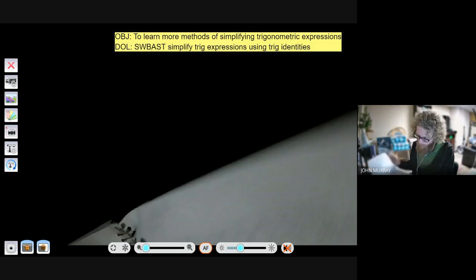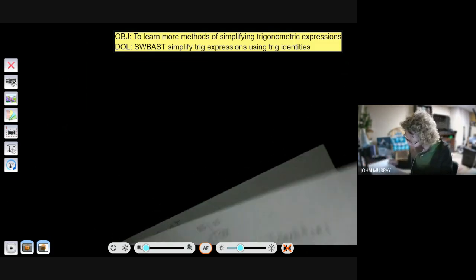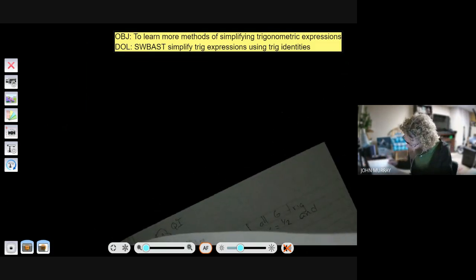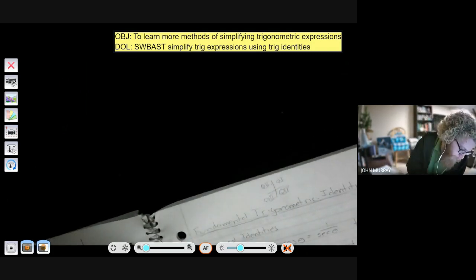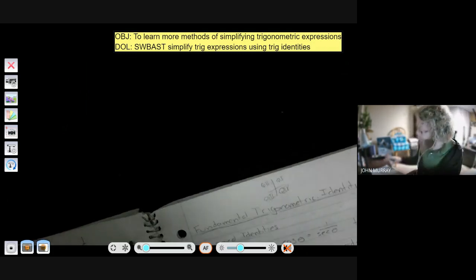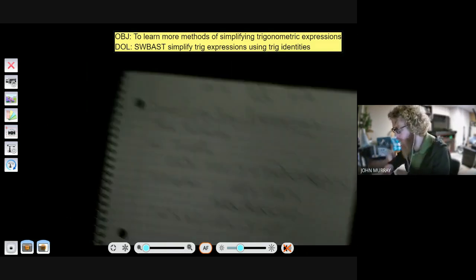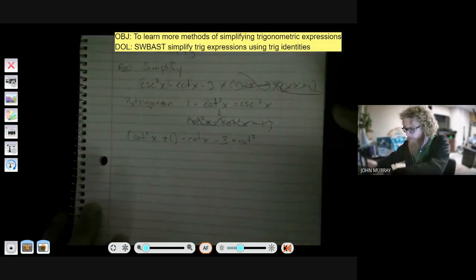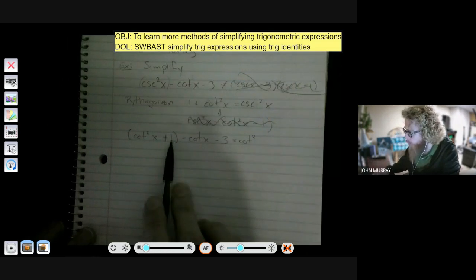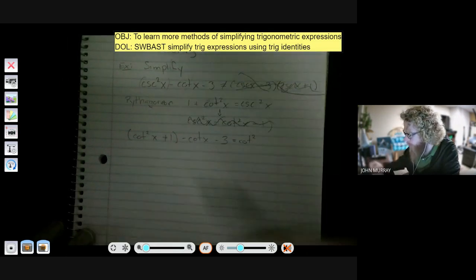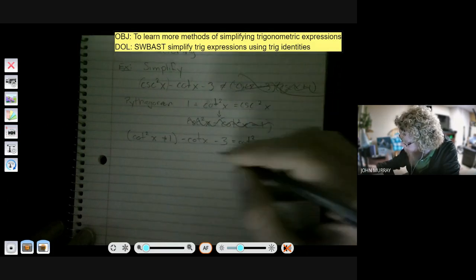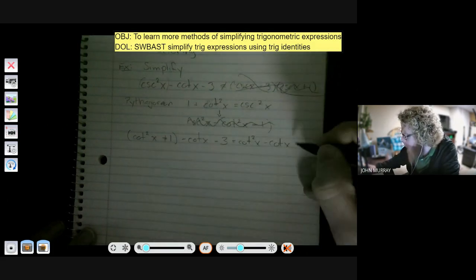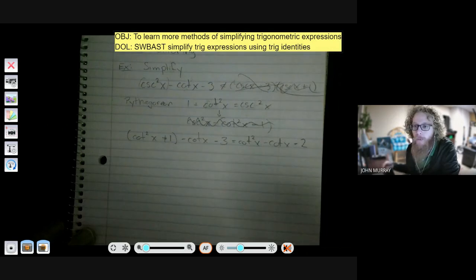Did I tell you the wrong thing then, back here? No, I just wrote it wrong. My apologies. So that's plus 1. So then we have the cotangent squared minus cotangent, and then plus 1 and a -3 gets me minus 2.